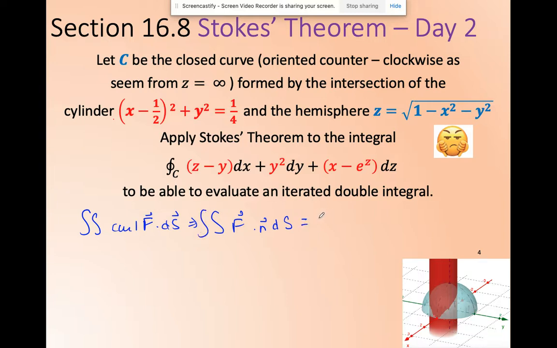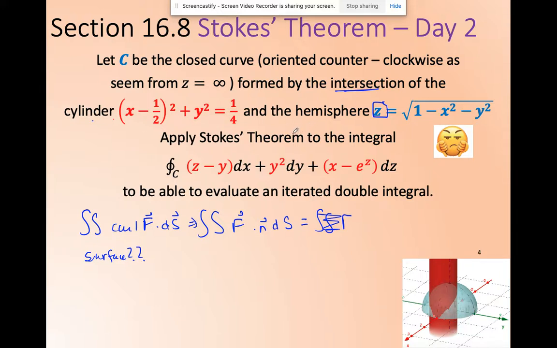And then can we use our P, Q, and R? We can, because don't you have z by itself? So I'm going to transform this into my P, Q, and R version. So first I have to find my surface, though. I do have to do a little setup work. So I have an intersection of this cylinder and this hemisphere.